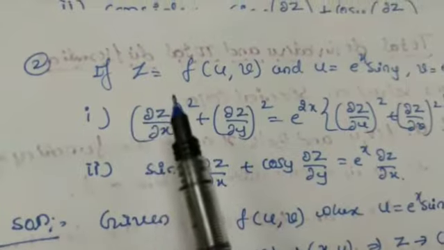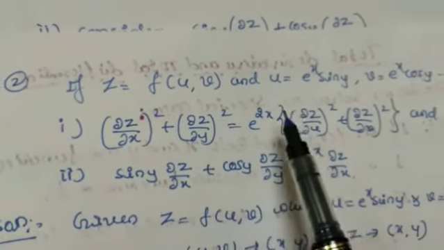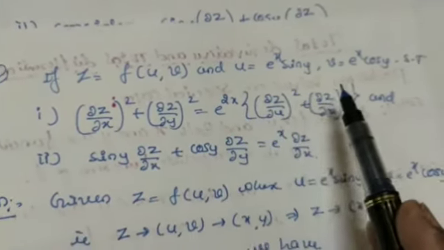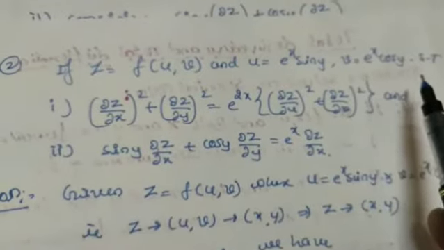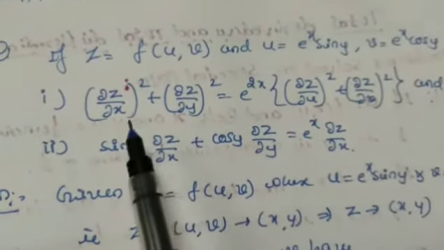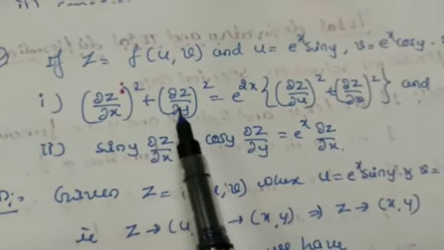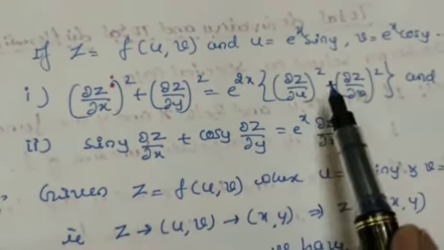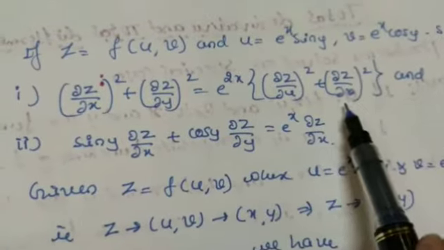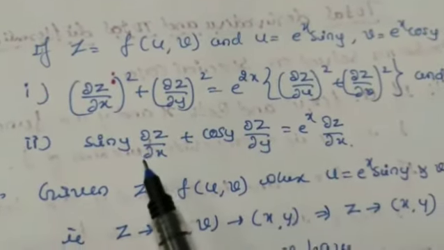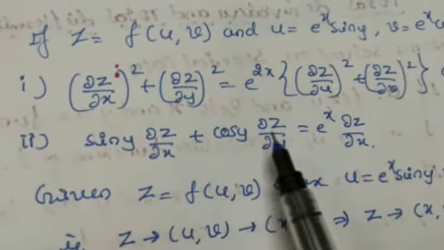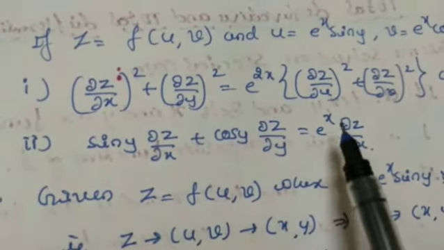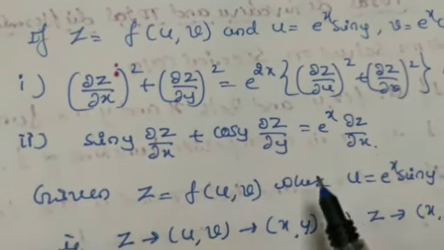If z is equal to f of u, v, and u is e raised to x sin y, v is e raised to x cos y, then show that (dou z by dou x) whole square plus (dou z by dou y) whole square is equal to e raised to 2x into [(dou z by dou u) whole square plus (dou z by dou v) whole square], and second one is sin y dou z by dou x plus cos y dou z by dou y is equal to e raised to x into dou z by dou u.